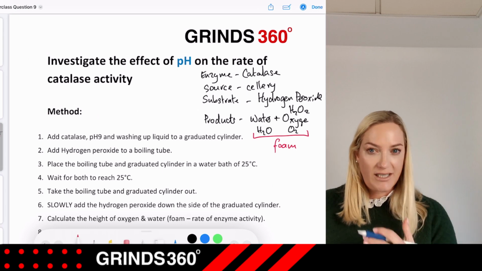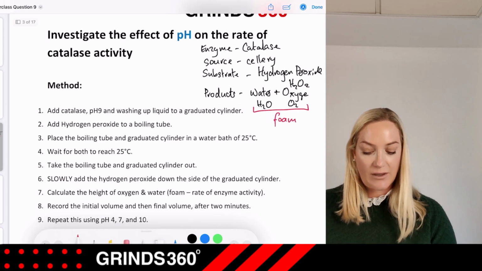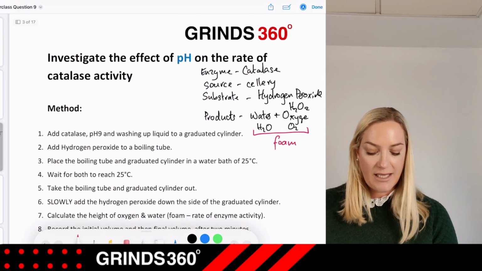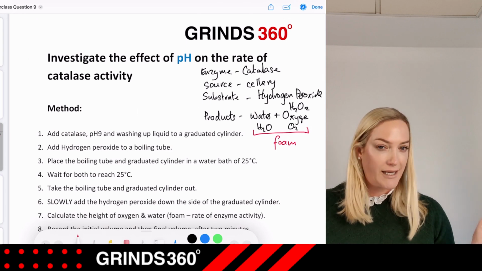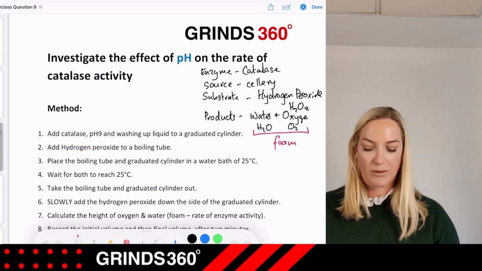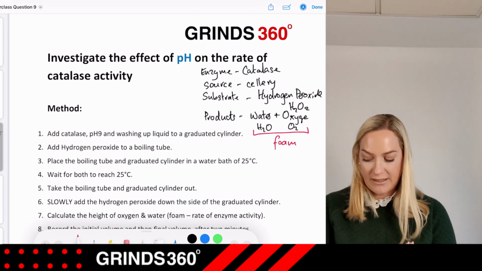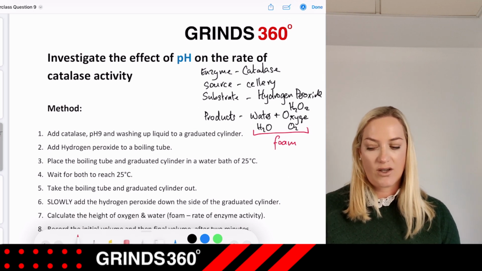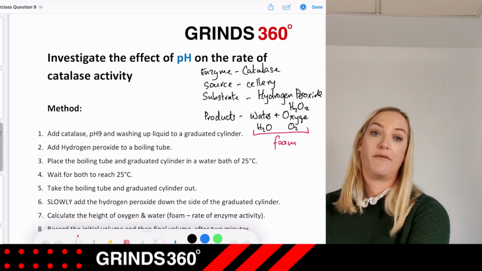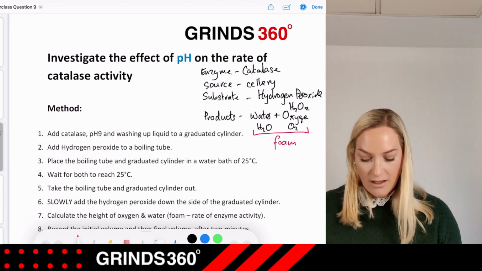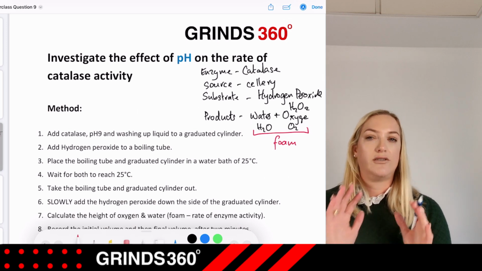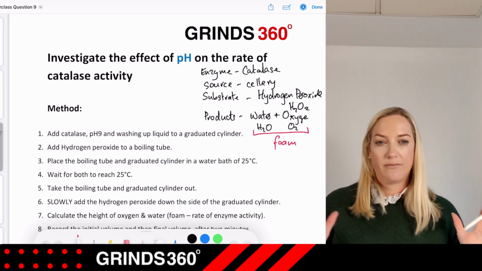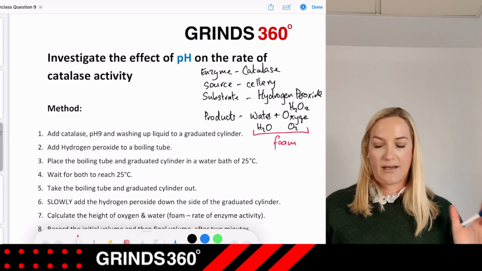So we're going to go through these experiments. So add catalase, pH 9 and washing up liquid. Back to Sarah's question, what's the purpose of the washing up liquid? The purpose of the washing up liquid is to trap the oxygen that's being released, so we're able to see the foam that's there.